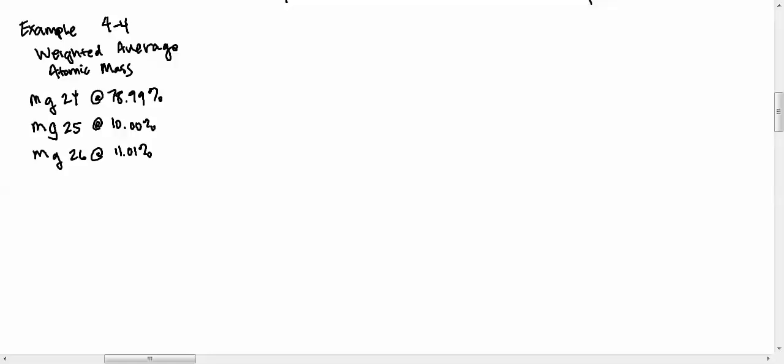24.986 atomic mass units, but we round it up to 25, has an abundance of 10%. And then the last one, magnesium-26, which is actually measured at 25.983 atomic mass units, has an abundance of 11.01%. Determine the average atomic mass of magnesium.